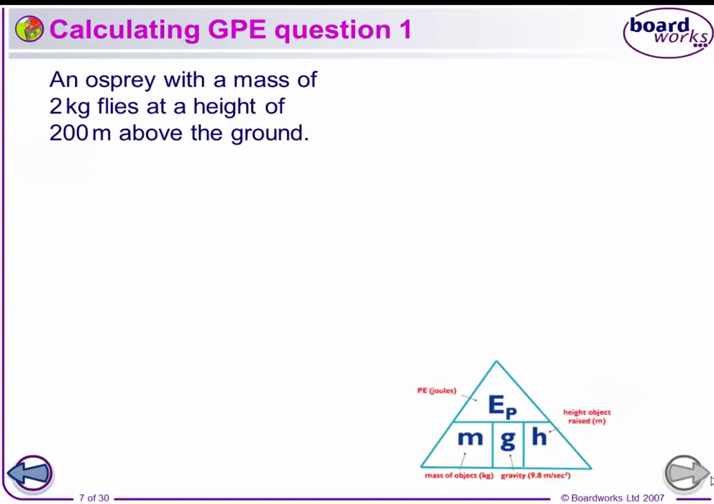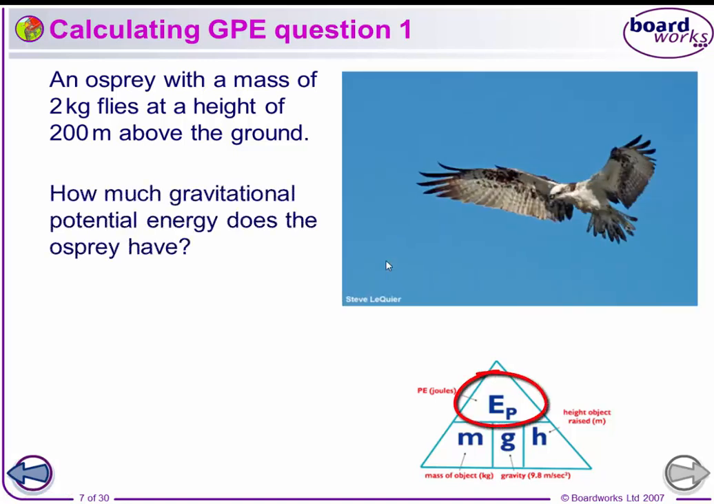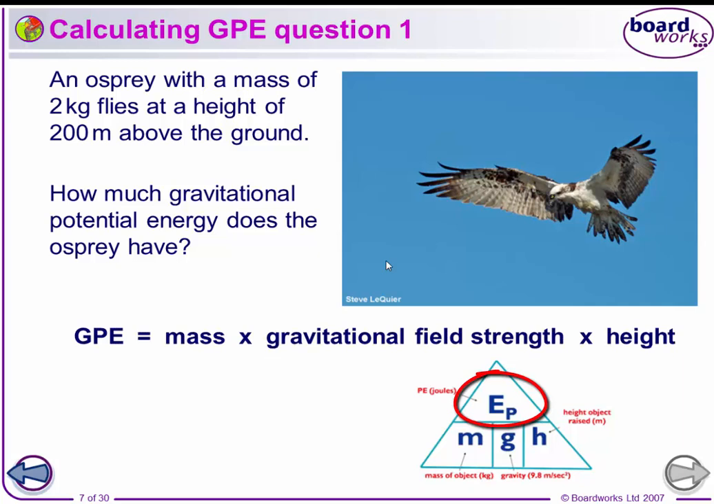An example. An osprey with a mass of 2 kilograms flies at a height of 200 meters above the ground. How much gravitational potential energy does the osprey have? Well, we know the equation is GPE is equal to mass times gravitational field strength times height. So it's going to be 2 times 10 times 200, which is equal to 4,000 joules.